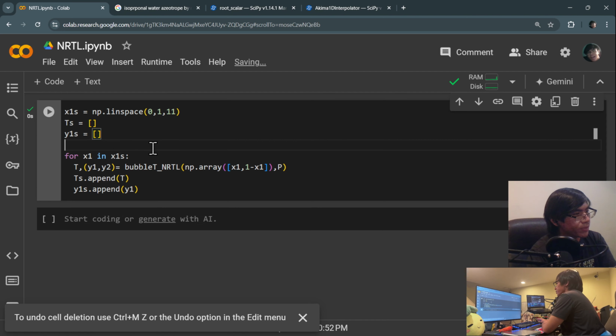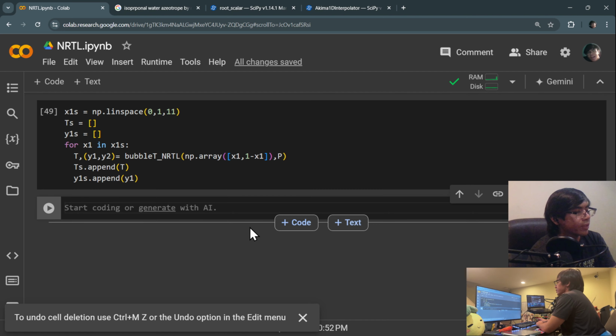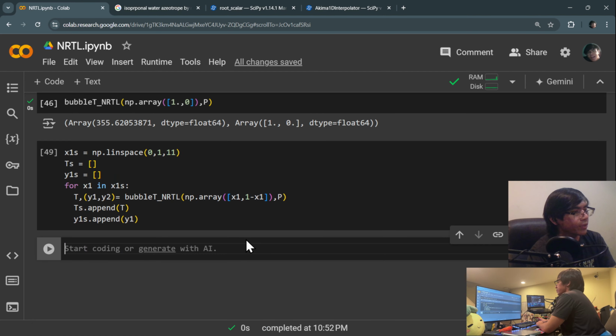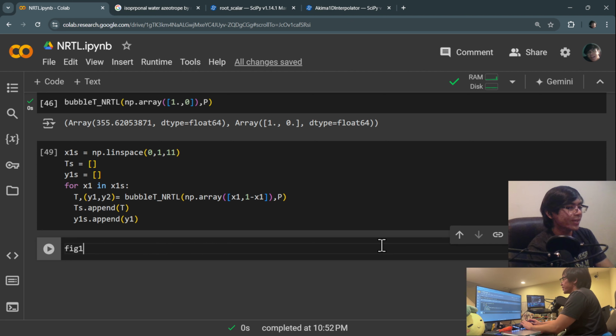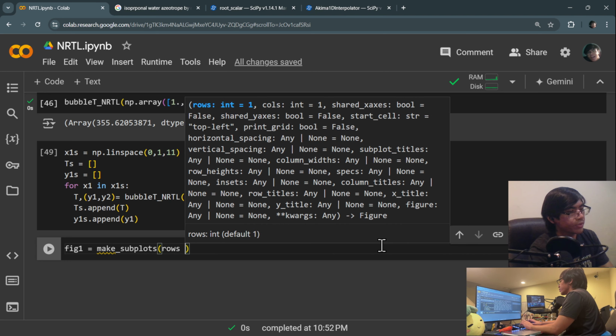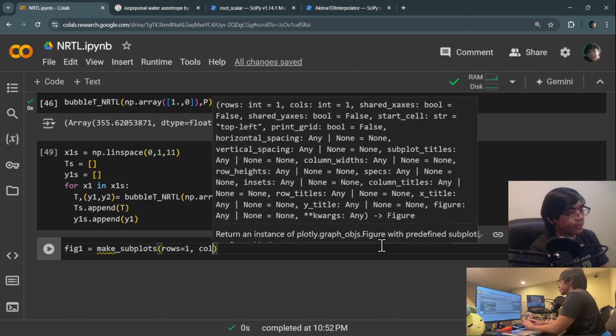I think we just plot this up now. Did I import subplots? Okay, we're good. So fig1 is equal to make subplots, and we're going to do 2 plots, so rows is equal to 1, columns is equal to 2.